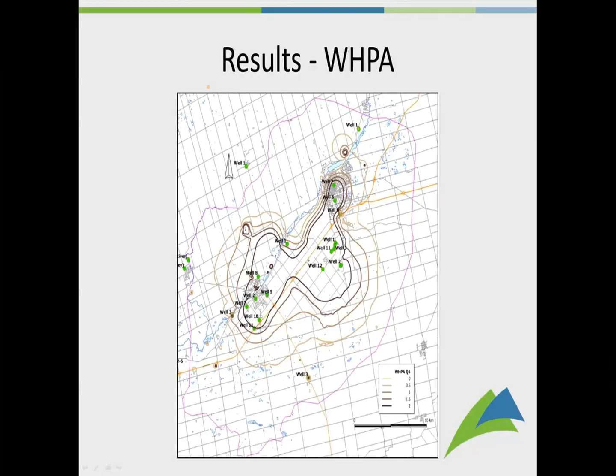So the first result is shown here. With the steady state model, we were able to create the wellhead protection areas, or WHPAs. In this case, the 2-meter contour is shown as the outermost contour here, the lightest brown. And this has been delineated as the drawdown cone of the municipal wells, or well fields, when pumping is at current rates compared to the non-pumping condition.